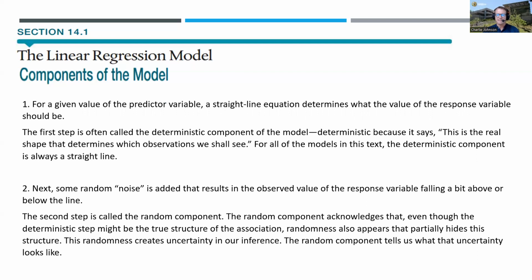Number 2, next, some random noise is added that results in the observed value of the response variable falling a bit above or below the line. The second step is called the random component. The random component acknowledges that, even though the deterministic step might be the true structure of the association, randomness also appears that partially hides this structure. This randomness creates uncertainty in our inference. The random component tells us what that uncertainty looks like.